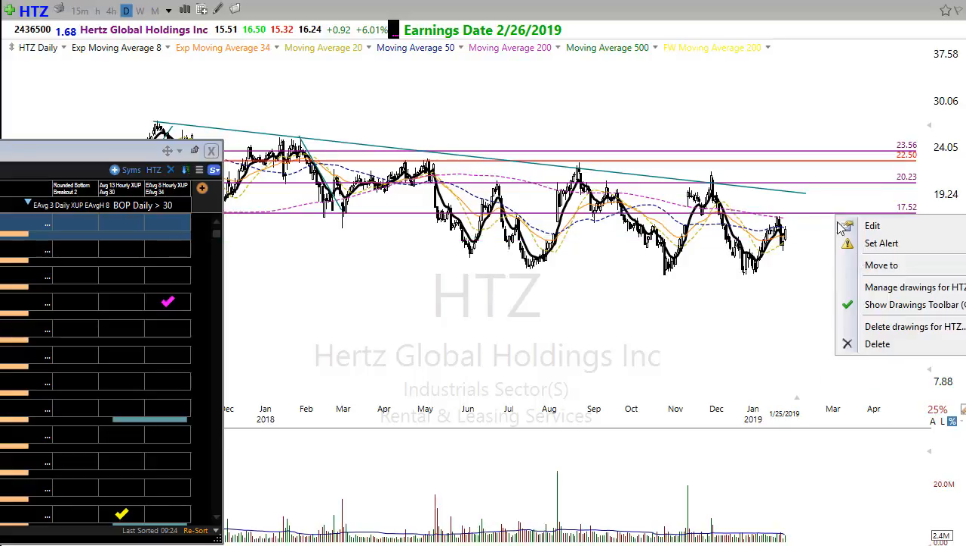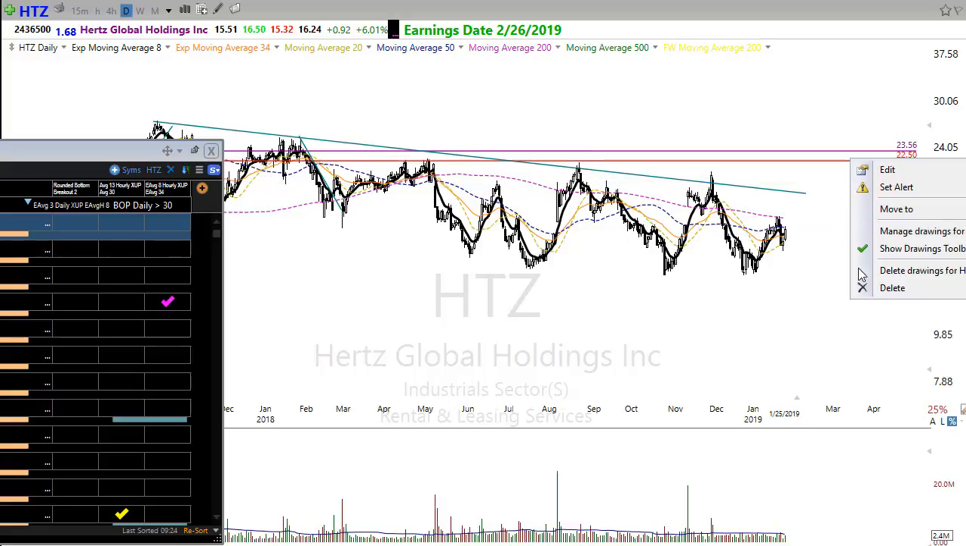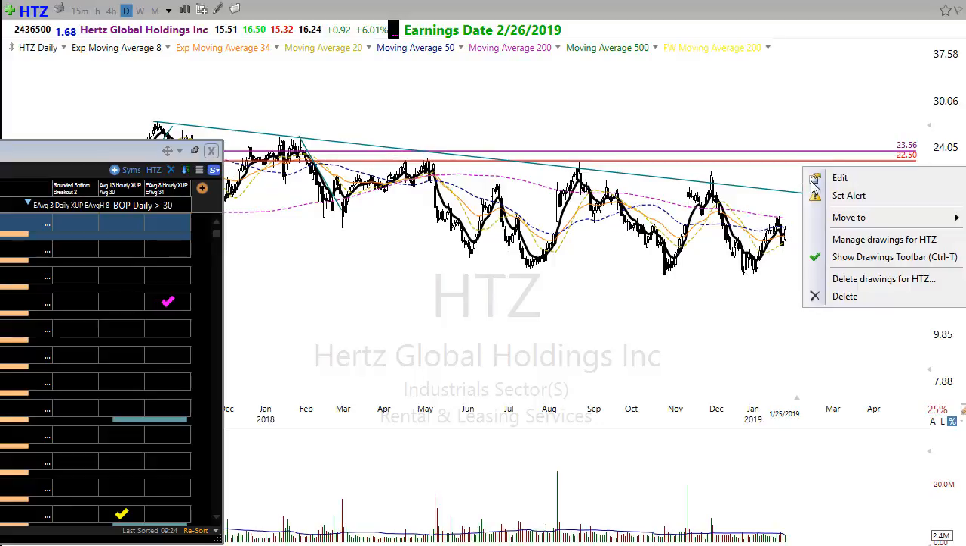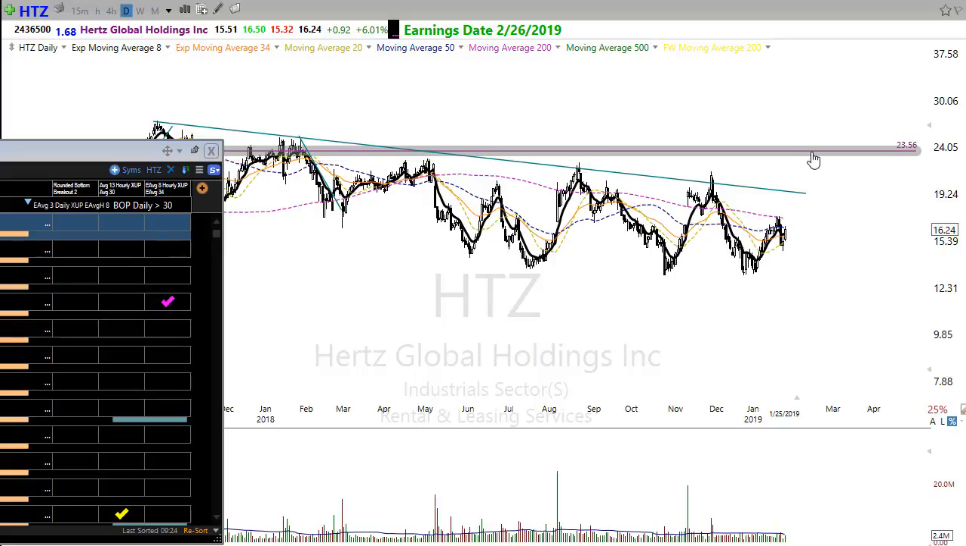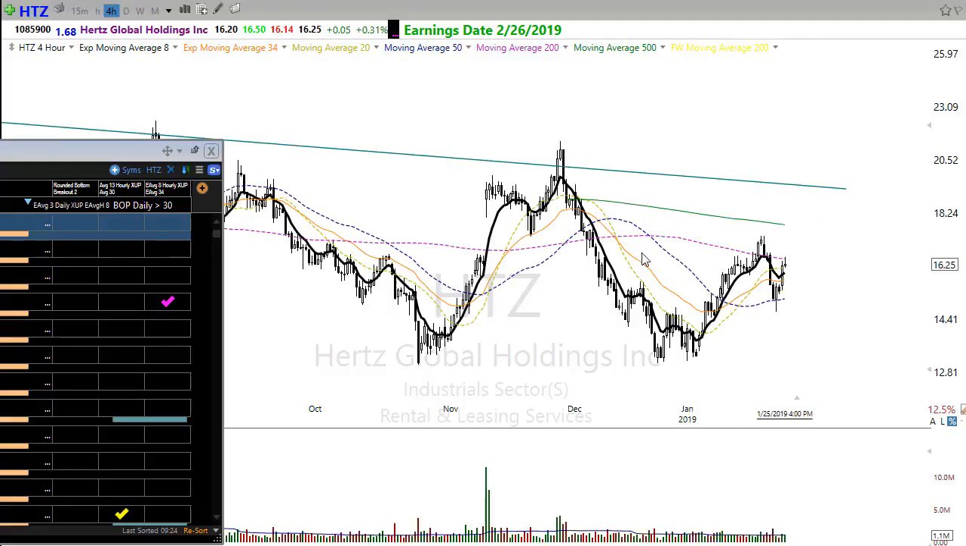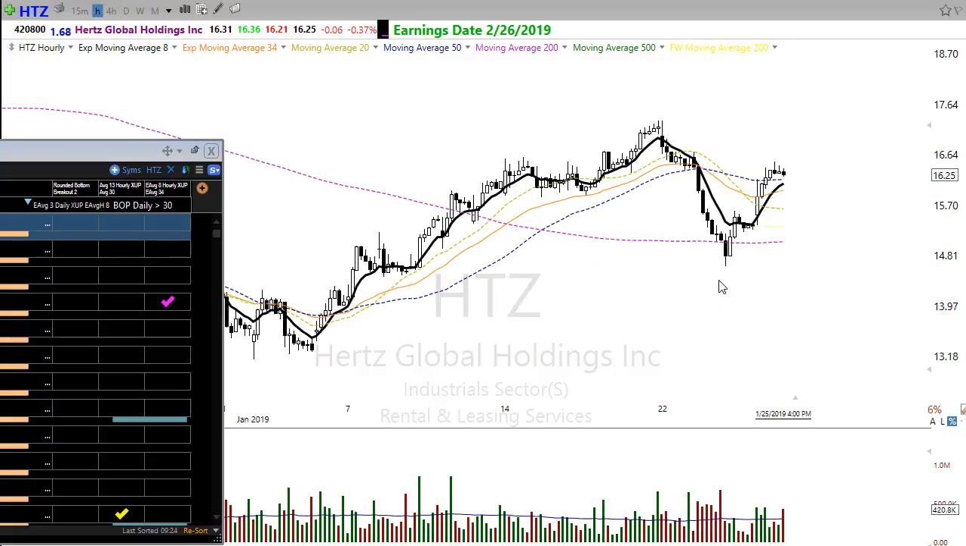Why would I be chasing a stock that's still in a downtrend? You guys know that's not going to be me. I'm not going to be doing that. Okay. Still in a downtrend. So unless I move this over to a shorter term chart where I can find a good pattern, I'm not interested in it.